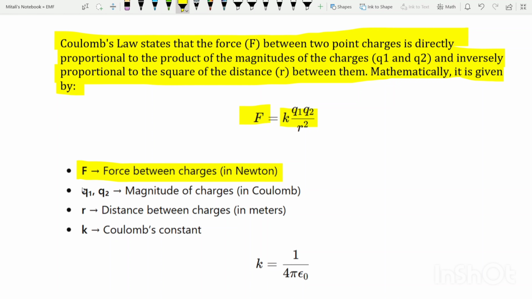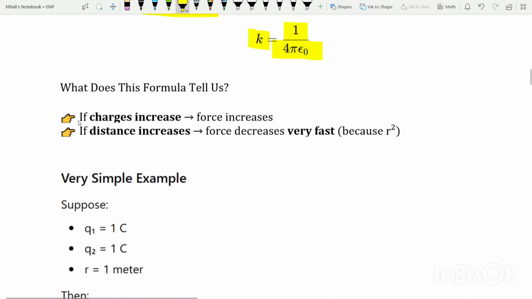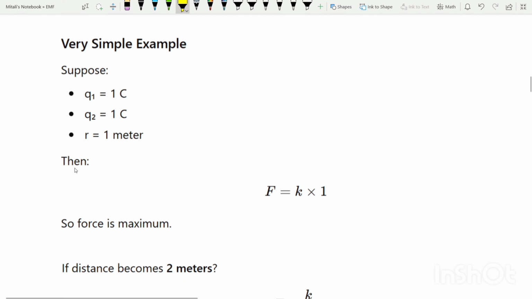F is the force between charges in Newton, Q1 Q2 are the magnitudes of charges in Coulomb, R is the distance between charges in meters, K is the Coulomb's constant, where K = 1/(4π ε0). What does this formula tell us? Let's understand the meaning. If charges increase, force increases. If distance increases, force decreases very fast because of R². So distance matters a lot. That's why electric force is strong only at short distances.